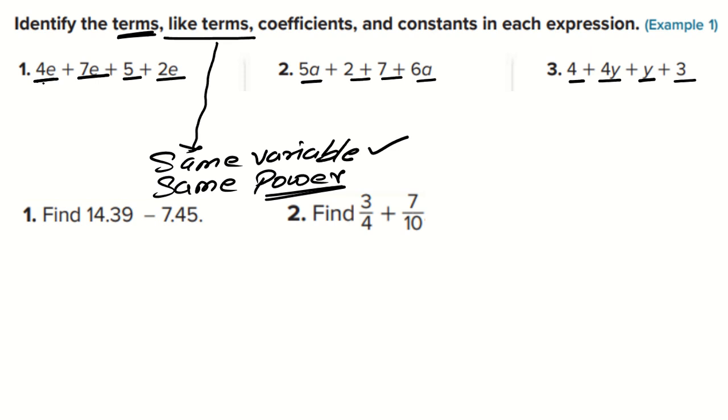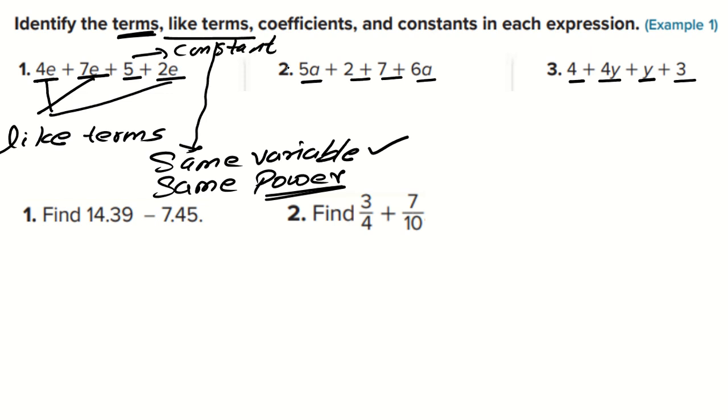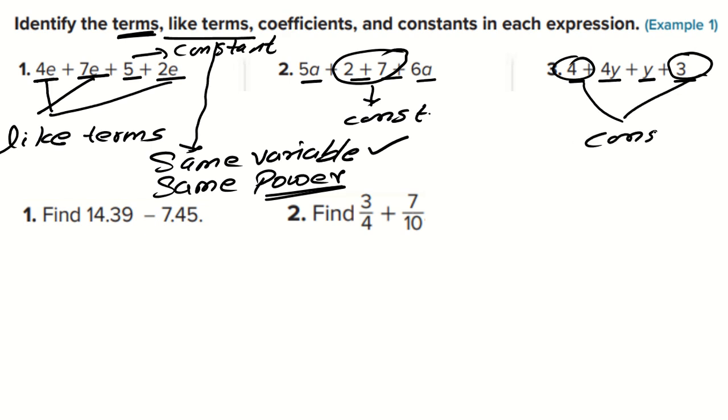Now you see 4e, 7e and 2e, they are the like terms, okay, because they have the same letter. 5 is taken as the constant. Constant means without any variable. Here 2 and 7 are taken as the constant. Here 3 and 4 are taken as the constant. Okay, whereas 4y and y are the like terms. Here 5a and 6a are the like terms.